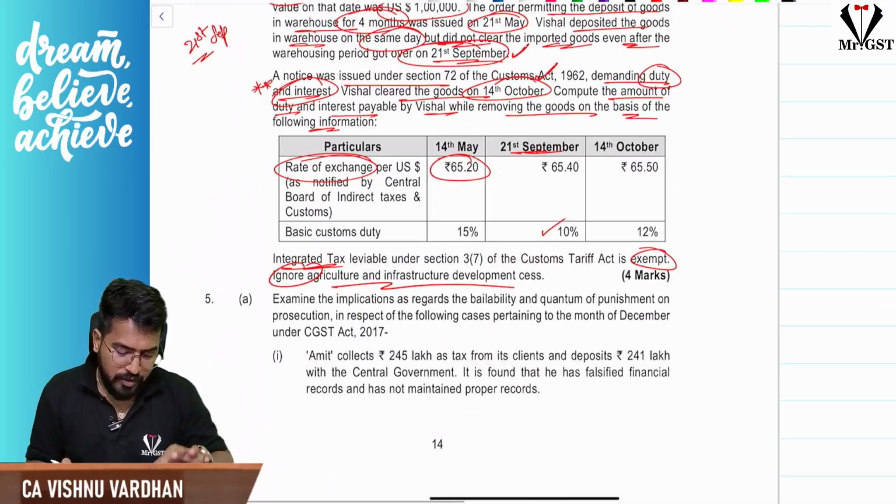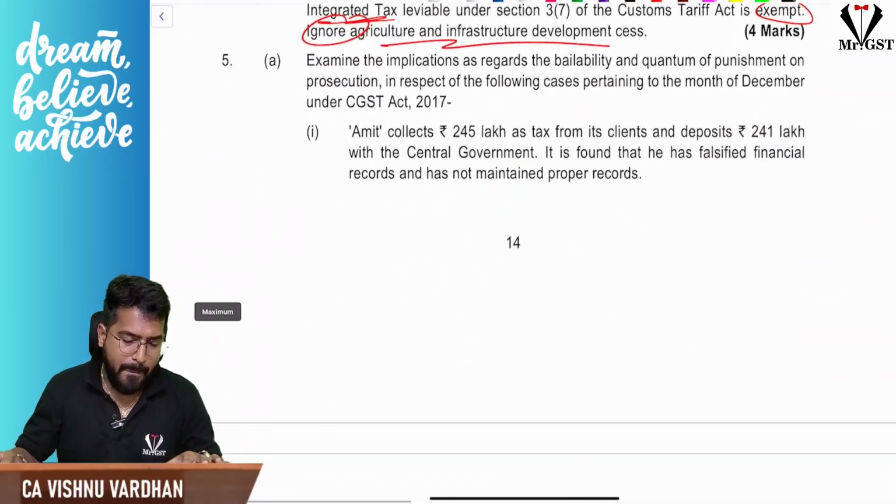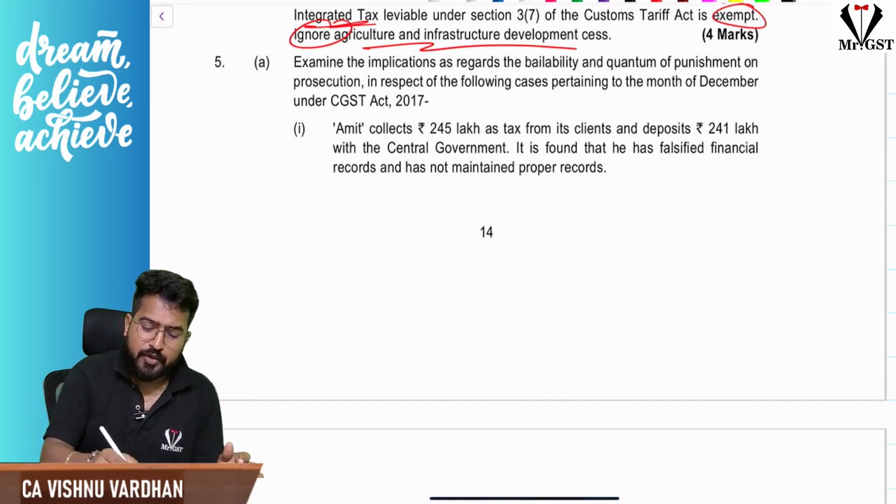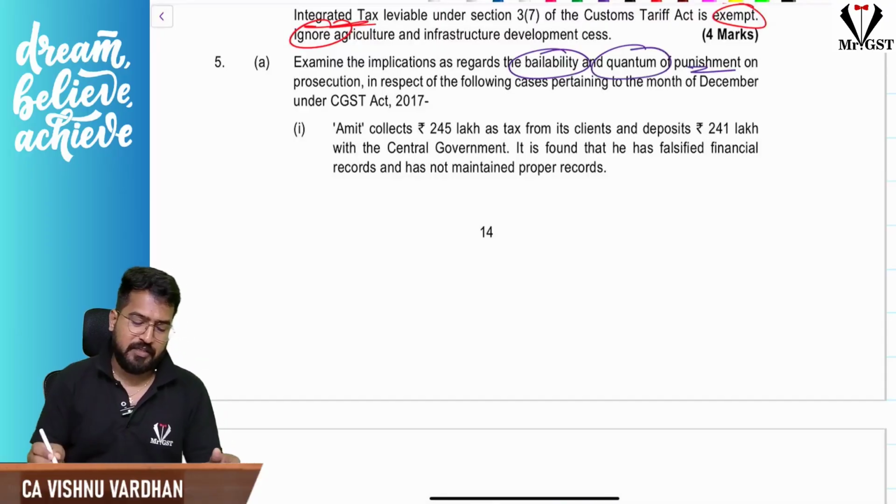Now we are moving into the fifth question. See, the fifth question, part A, is you have to check the bailability and quantum of punishment for prosecution.